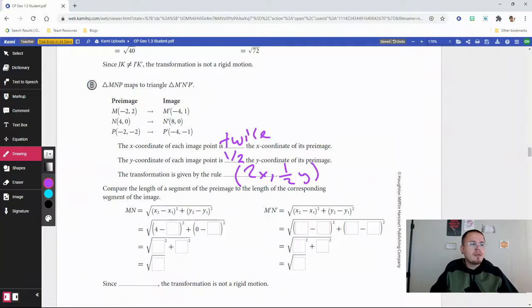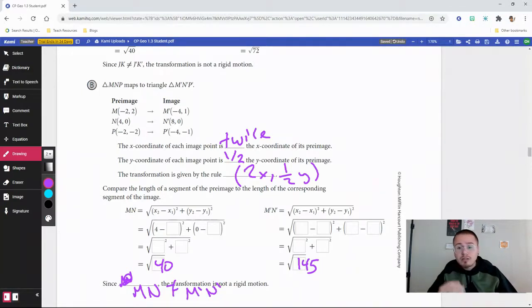After you do that, I'm just going to fill in the answer down here. But you'll know that the M'N' prime does not match up with the original. Therefore, it's not a rigid motion.